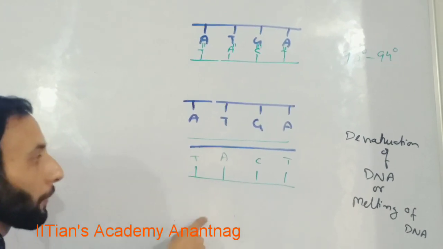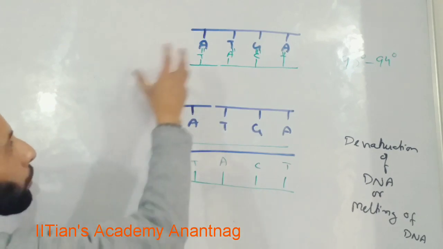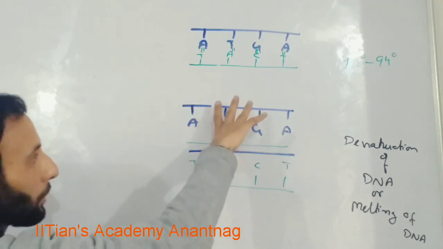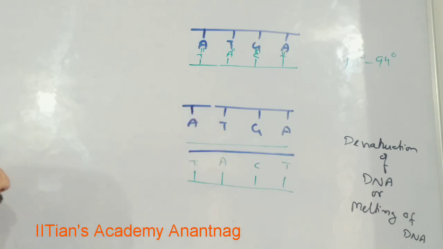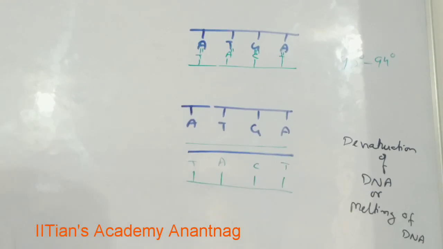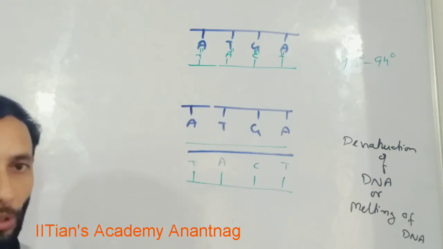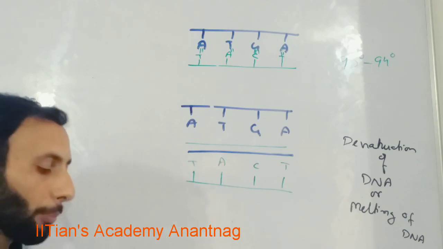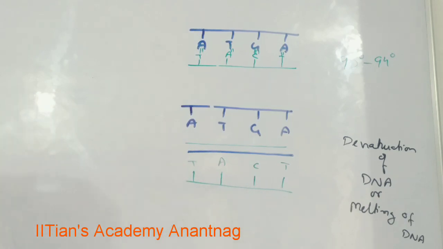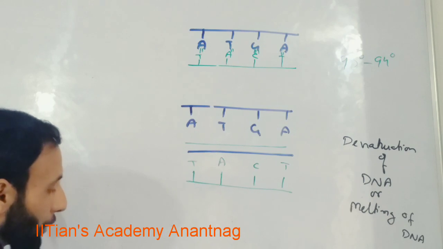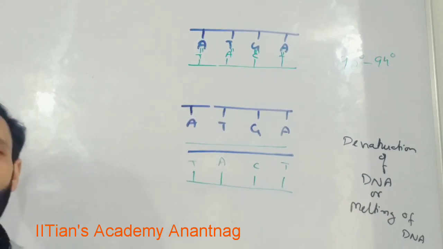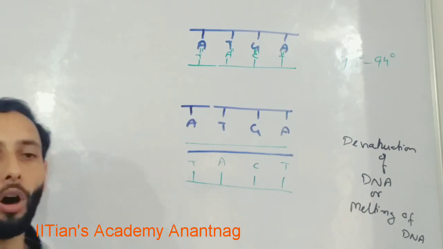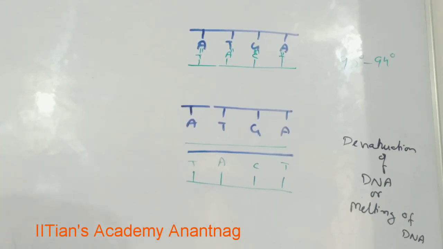And if we repeat the process, we separate these two DNA molecules, and that will result in formation of four strands. If we repeat the same process again, we will be able to make four DNA molecules. And if we repeat this process n number of times, we will be able to get 2 raised to power n number of DNA molecules. So this is the working principle of our polymerase chain reaction.